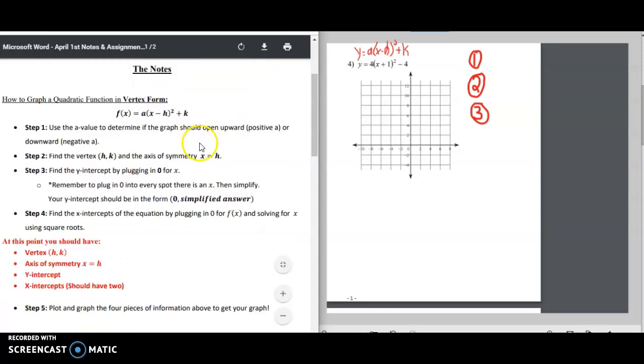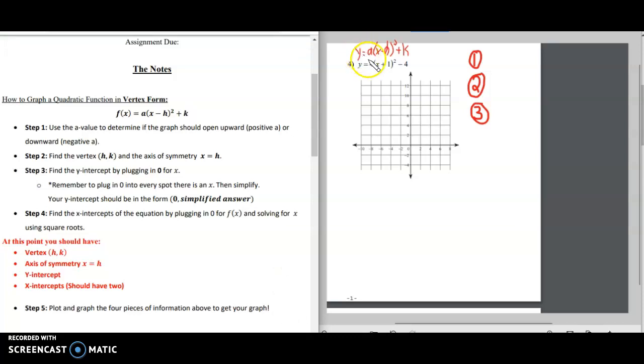So we're given the vertex form and now it wants us to graph it. So let's go ahead and follow along with the steps that we have over here. Now notice this says f of x, okay? I like to replace that f of x with a y. So whenever I'm given the equation, so here's number 4, I like to write vertex form above it. So y equals a parentheses x minus h squared plus k. That way I can quickly look and see what numbers match with which letters.